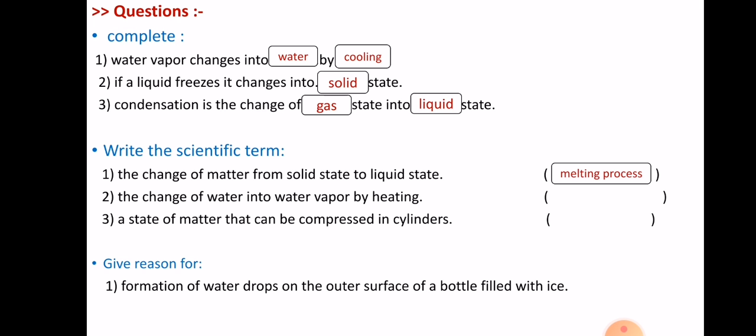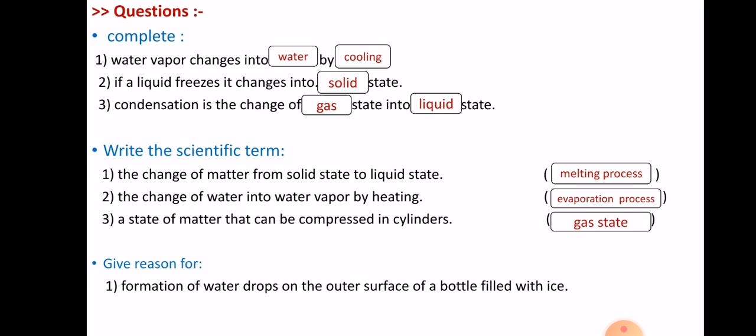Question number 2 says: the change of water into water vapor by heating. This process is called evaporation process, the change of liquid state into gas state. Question number 3 says: a state of matter that can be compressed in cylinders. This state of matter is called gas state.